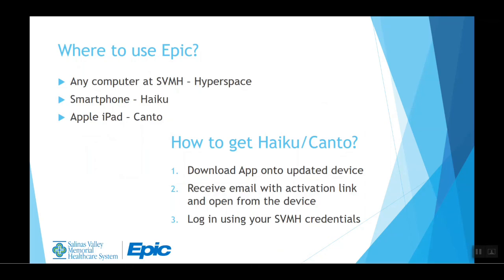How do you get access to Haiku and Canto? You will need to download the app onto your updated device. Next, you will receive an email with an activation link, and you will need to open that from within the device. Then you will log in using your SVMH credentials.